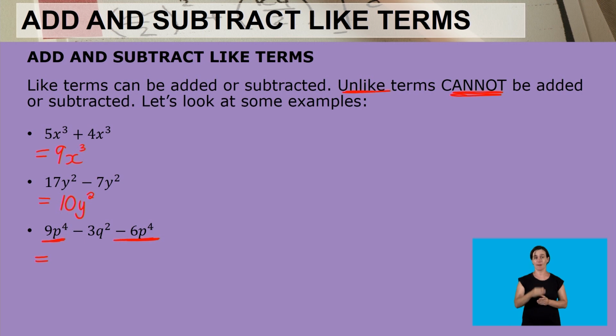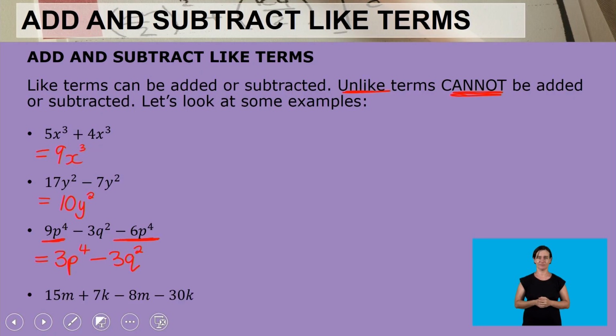So we are going to say 9p exponent 4 minus 6p exponent 4. So 9 minus 6 is going to give us 3, and of course we still have that p exponent of 4. Then what about that minus 3q squared? Because it does not have a like term, we are just going to write it as it is, minus 3q squared. Now, can we subtract those two together? No, we cannot, and the reason is that they are not like terms.